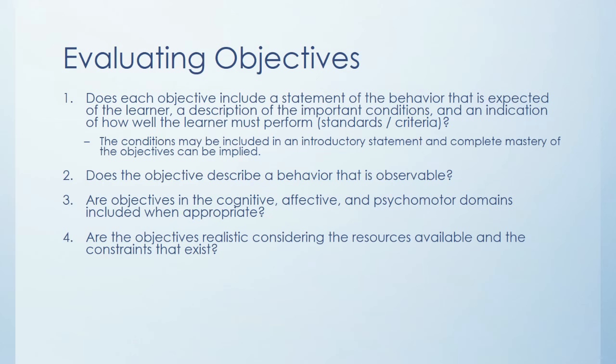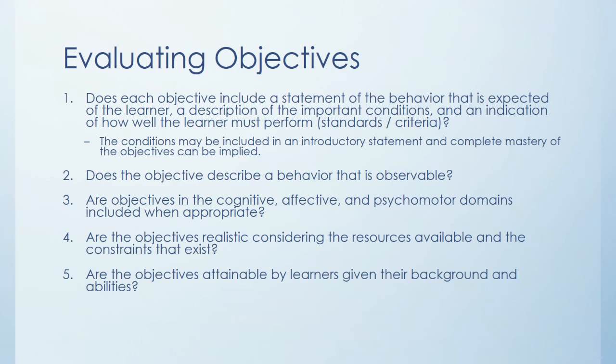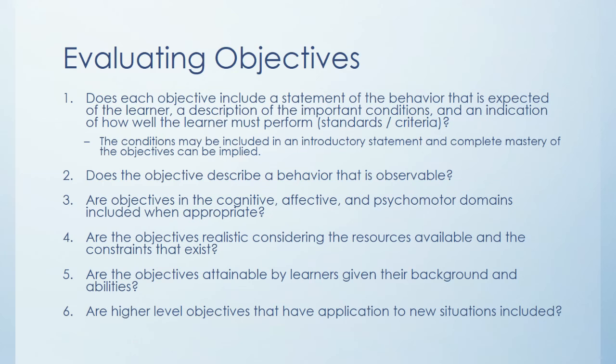Are the objectives realistic considering the resources available and the constraints that exist? So is it feasible? Are the objectives attainable by learners given their background and abilities? You would not expect high school students to be able to troubleshoot why an instrument is broken. So it needs to be attainable. And then, are higher level objectives that have application to new situations included? So instead of sticking at the lower levels of the taxonomy, you need to write higher level objectives, at least have some in there that allow application of the knowledge or skills to new situations.